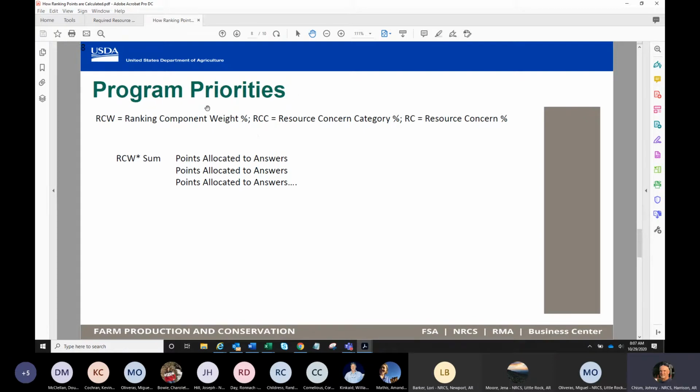Then we have the program priorities. It's similar to the resource priorities. There are questions, there are answers to those questions, and each answer gives a certain number of points. Those are added up and multiplied times the ranking component weight.